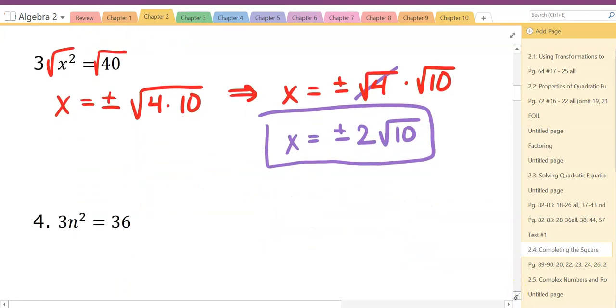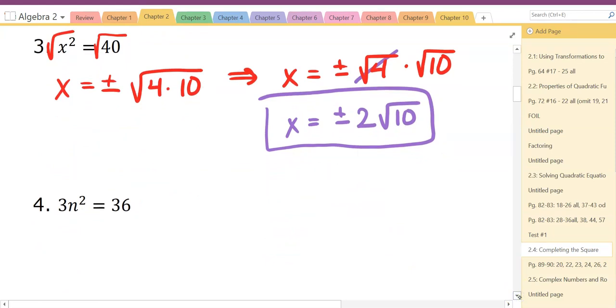For number 4, they've changed it again just a little bit. Instead of it just saying n squared, they've put a 3 in front of it. So what I would do first is, if you can, try to get rid of that number in front of the term that's squared, in front of your letter. So I see 3 and I see 36. I'm going to go ahead and try to divide both sides by 3. And I would only do this if it's going to come out somewhat nicely here.